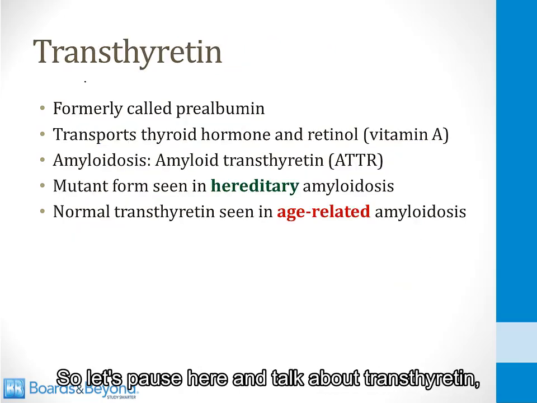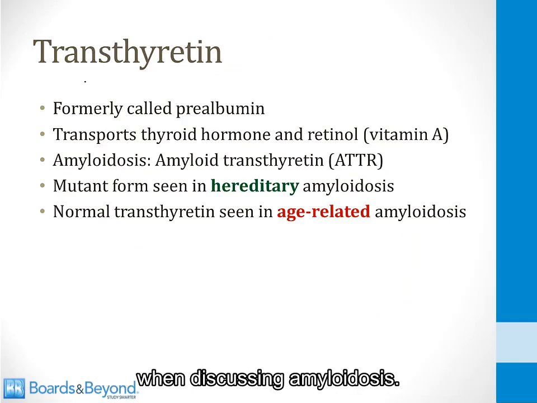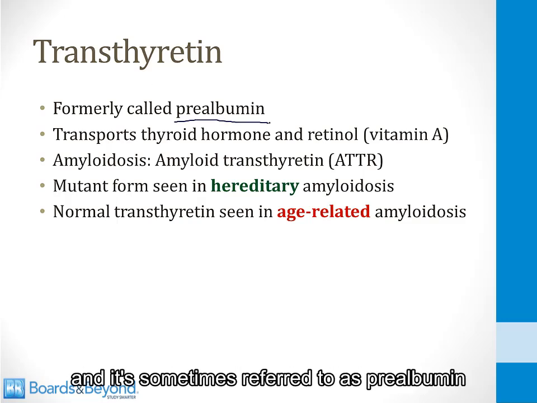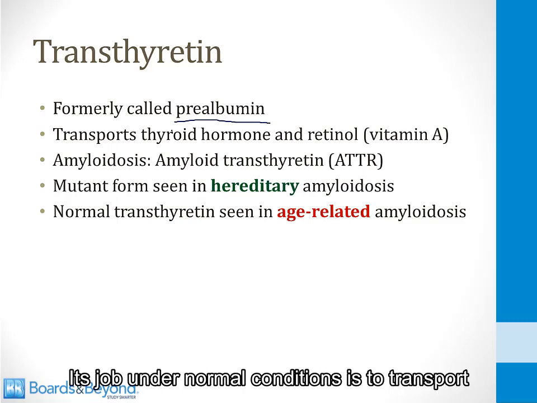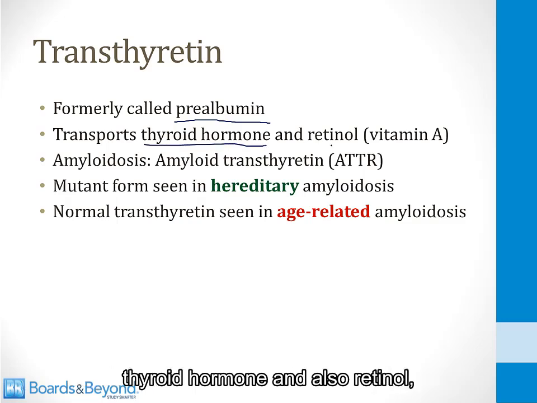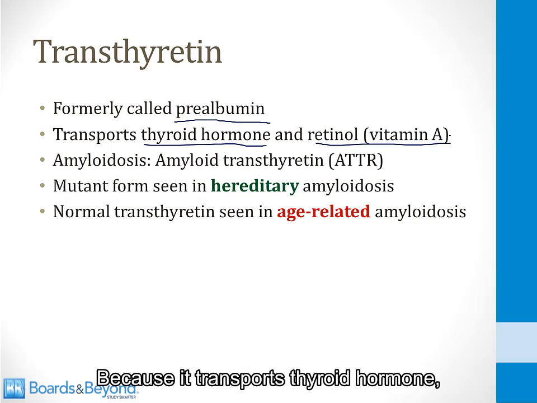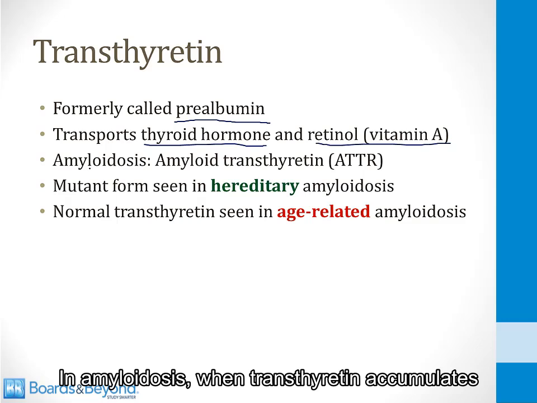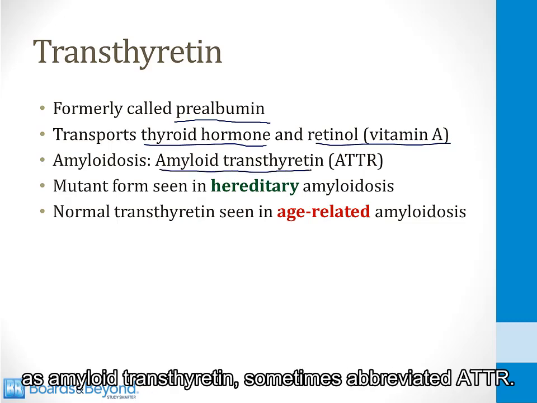So let's pause here and talk about transthyretin because this molecule comes up a lot when discussing amyloidosis. Transthyretin was formerly called prealbumin, and it's sometimes referred to as prealbumin in older textbooks. Its job under normal conditions is to transport thyroid hormone and also retinol, which is a form of vitamin A. Because it transports thyroid hormone, that's why it's called transthyretin. In amyloidosis, when transthyretin accumulates and causes amyloid buildups, it's referred to as amyloid transthyretin, sometimes abbreviated ATTR.